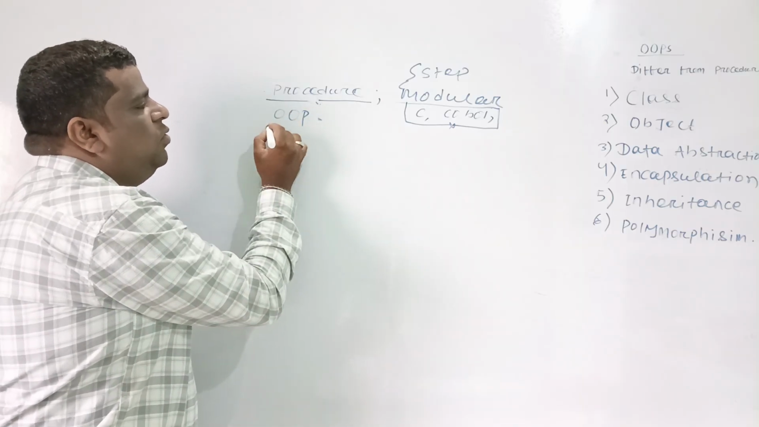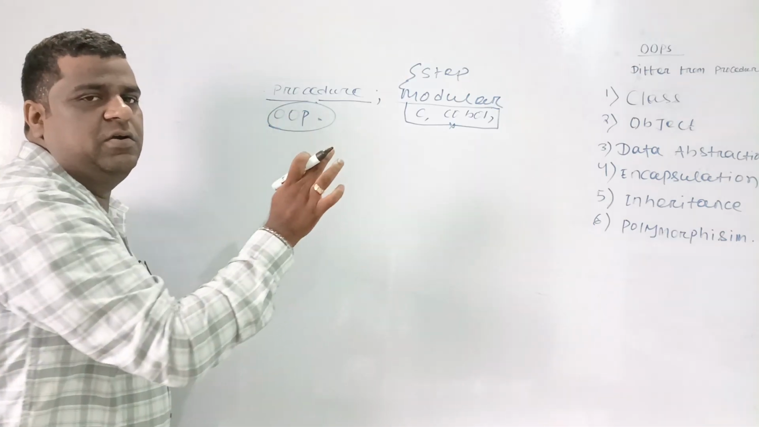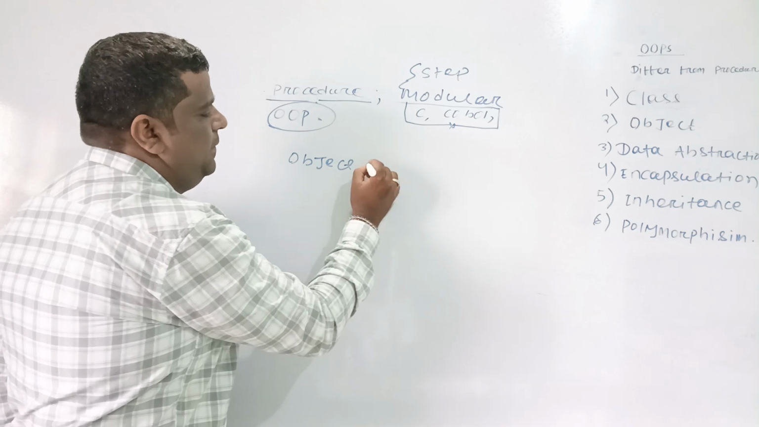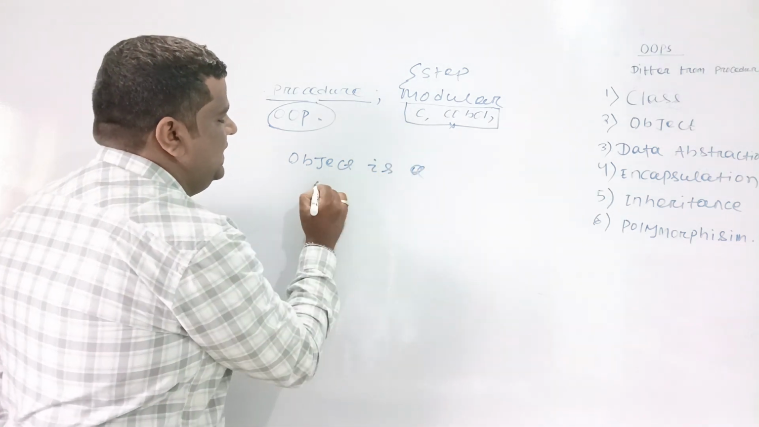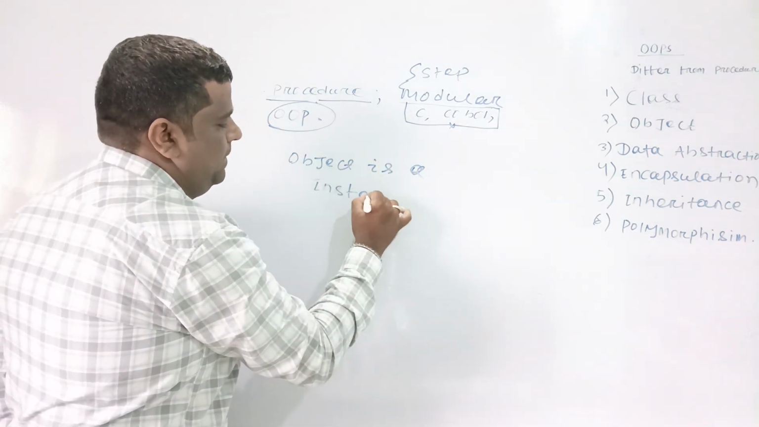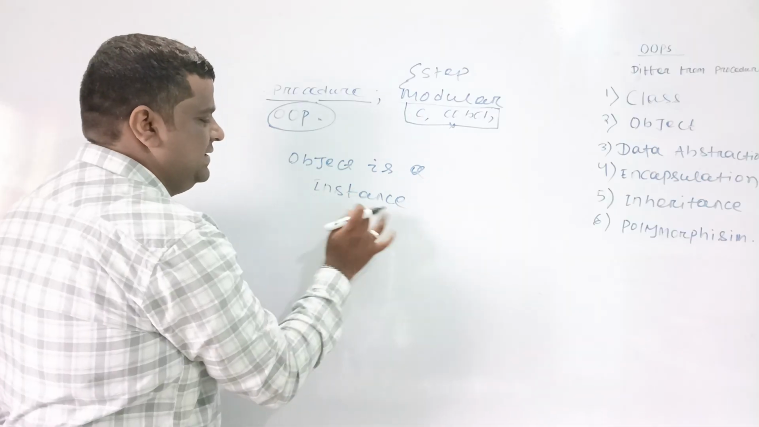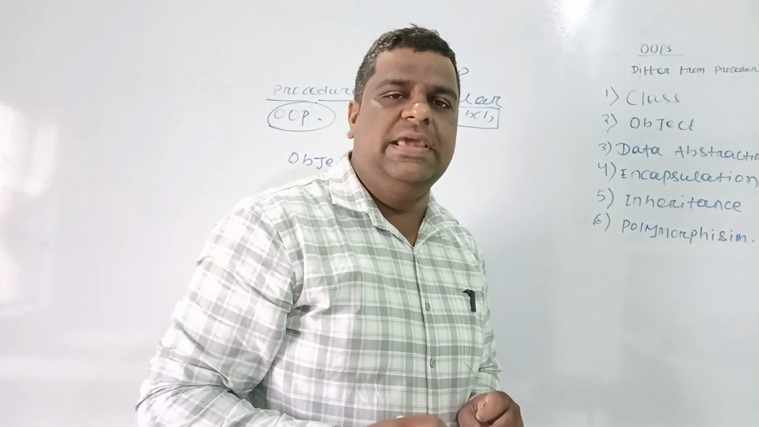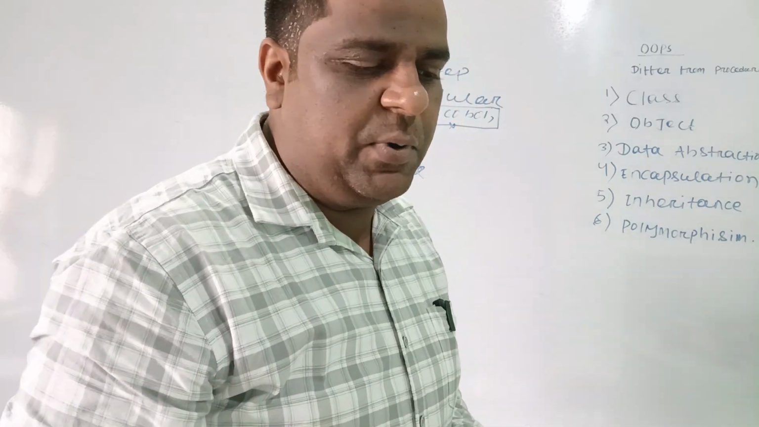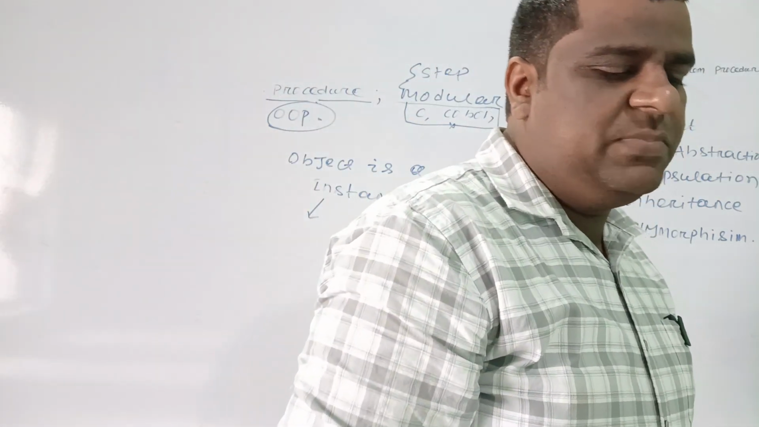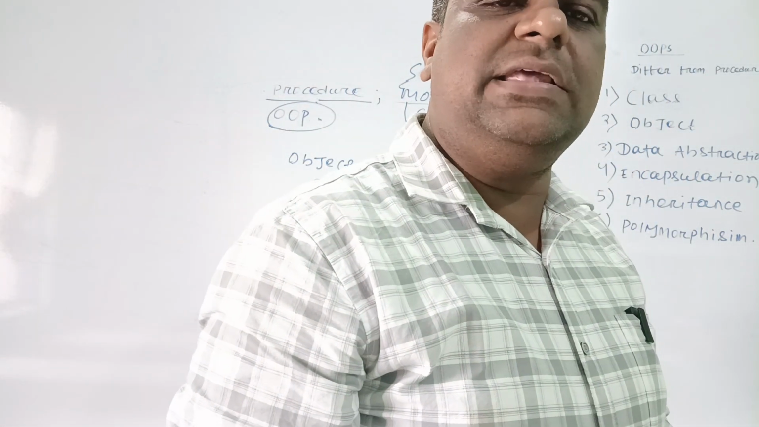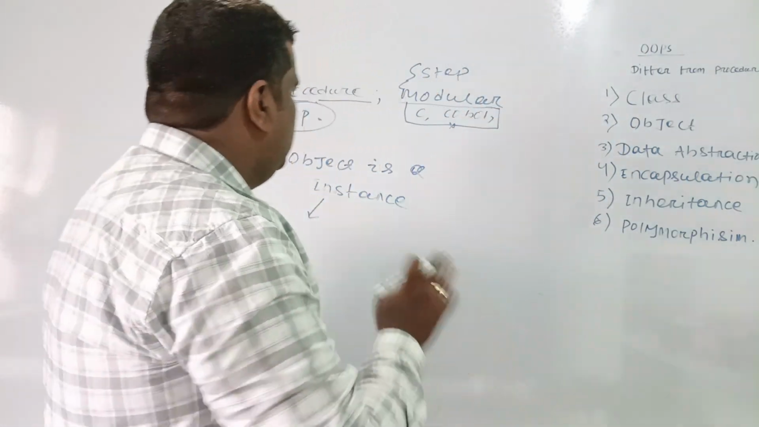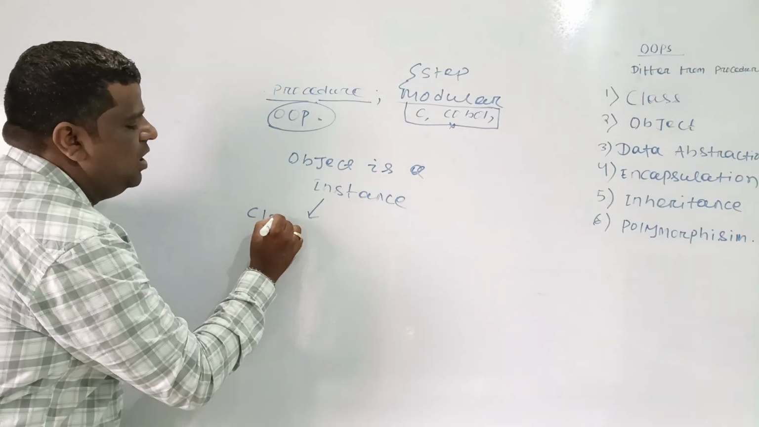First of all, what is the meaning of object? An object is an instance. It has some behavior and some properties. What are the properties and what is the behavior? Suppose we go for the class and object.